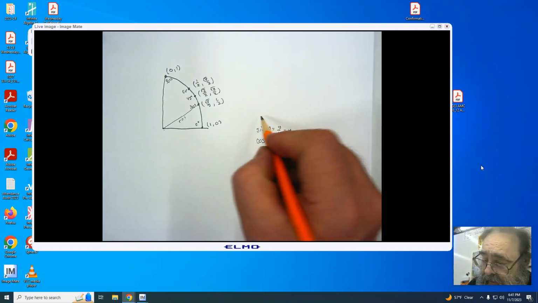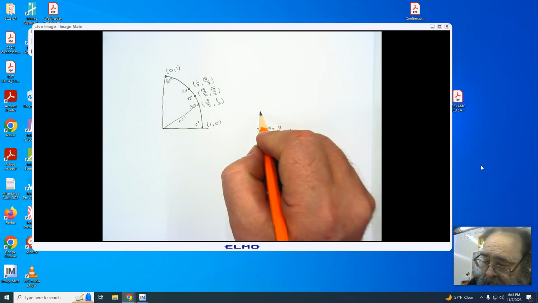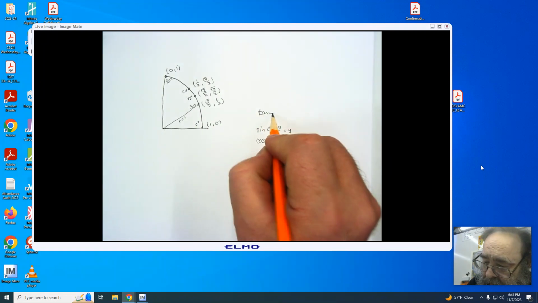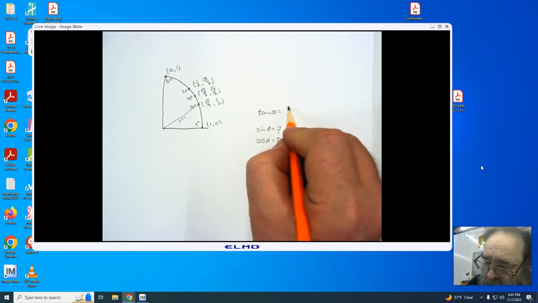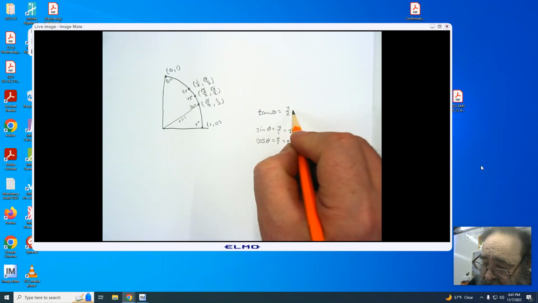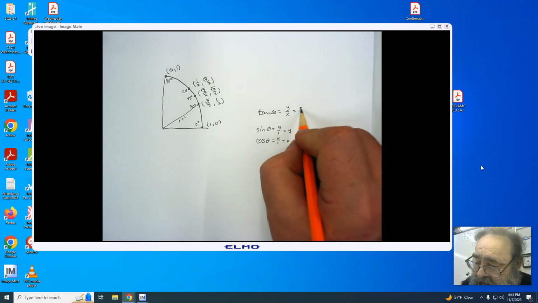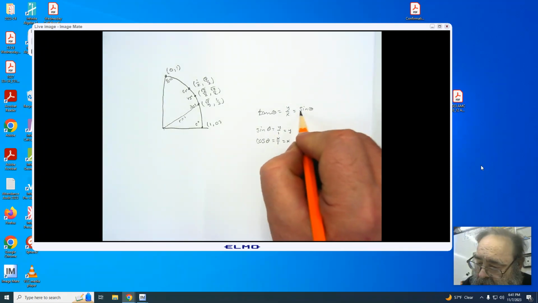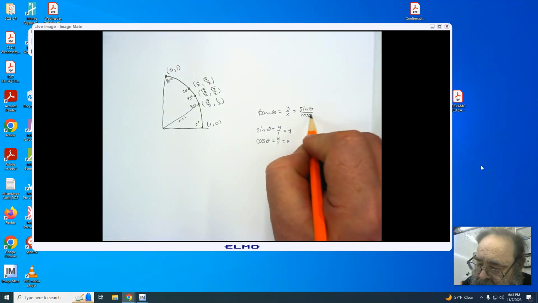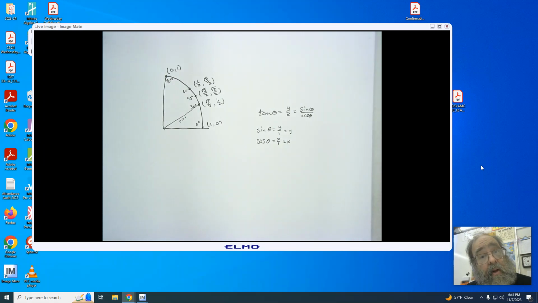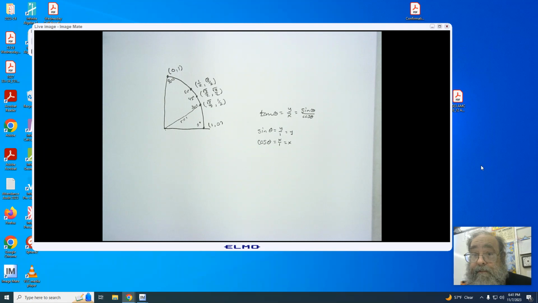Our tangent, we know to be, so a tangent of a given angle is y divided by x, or the opposite over the adjacent. In this case, we can even say it is sine of theta over cosine of theta. Once again, that's one of our ratio identities for tangent. The other is the cotangent, and it is the reciprocal: cosine of theta divided by sine of theta.